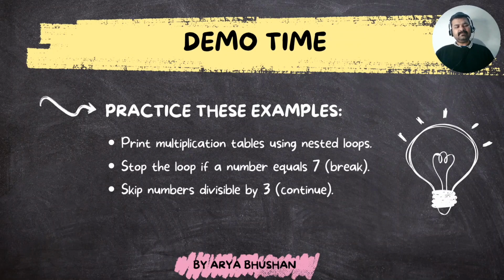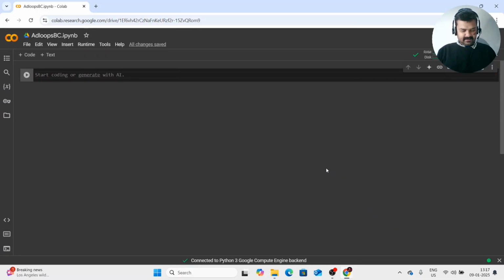Now it's time to see nested loops and control statements in action. In the demo, we will print multiplication tables using nested loops. We will use break to stop the loop when a condition is met. And we will also use continue to skip specific numbers in a loop. Let's start with nested loops.